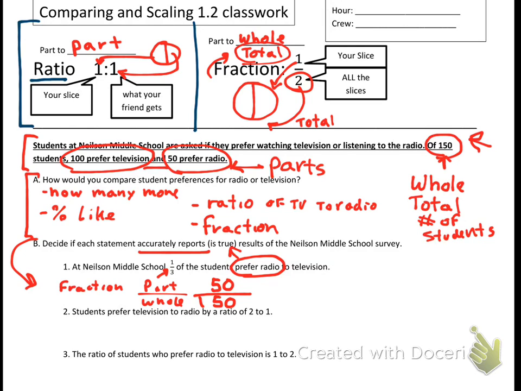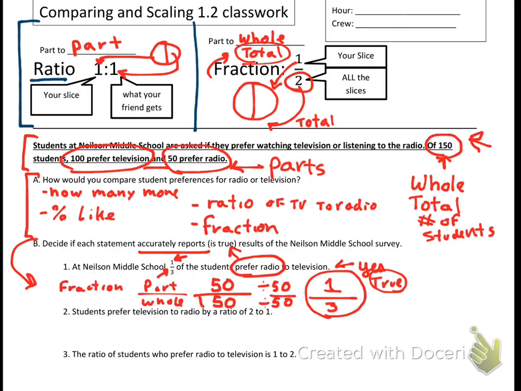Can I make that smaller? Can I reduce that to a size where I can compare it to 1/3? Well, sure. What goes into 50 and 150? 50. So if I divide the top by 50 and I divide the bottom by 50, 50 divided by 50 is 1, and 150 divided by 50. Take a second if you need to use a calculator or just think about it. You could count on your fingers. 50, 100, 150. I get 3. So yeah, 1/3 of the students prefer radio. So this question right here is a big old yes, a true answer.